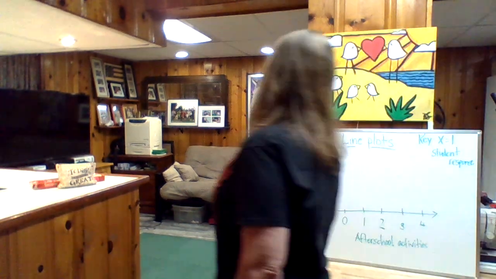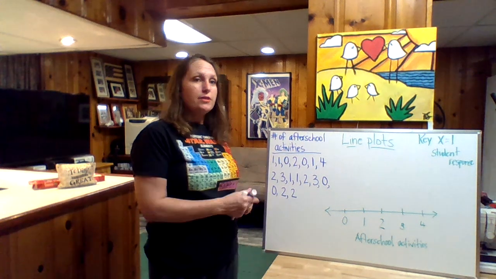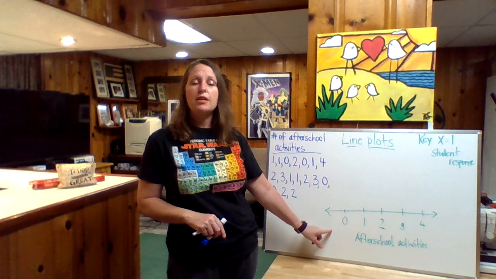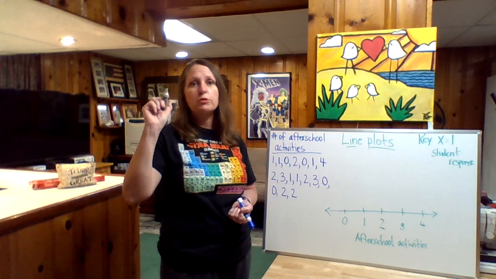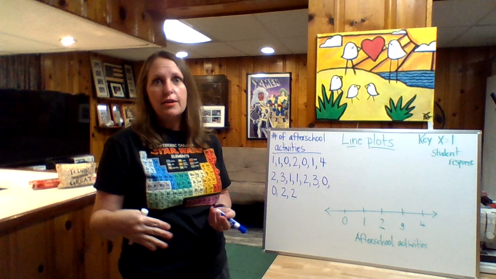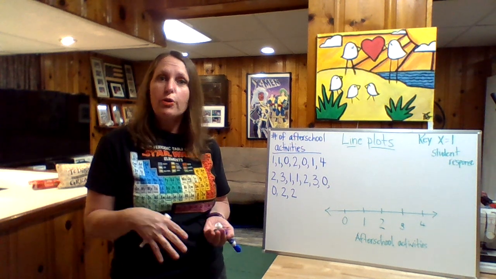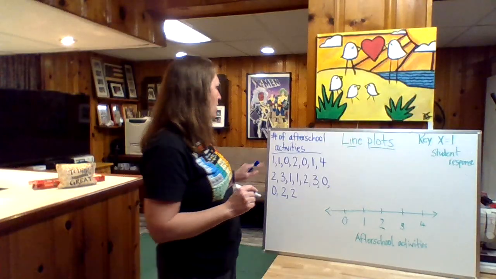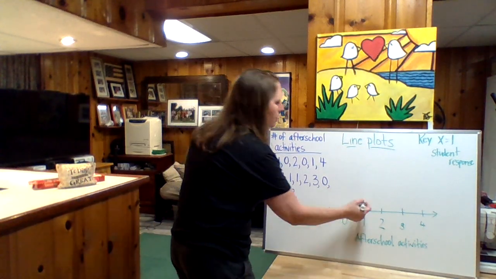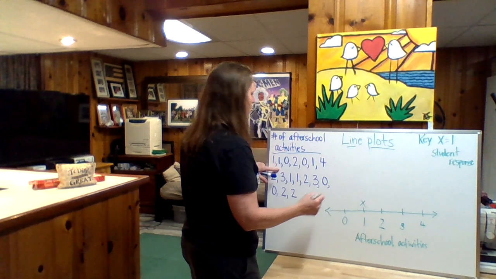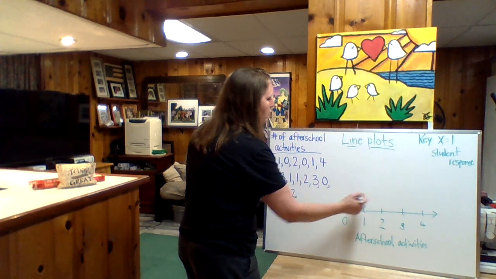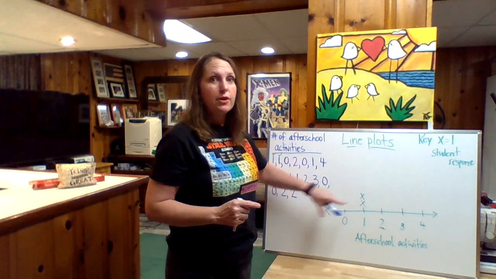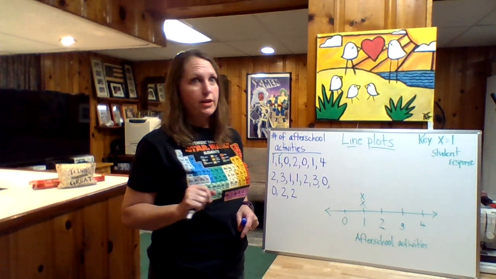Okay. So now when I'm transferring the data, I'm going to put 1 X per response, and you always want to make sure that you are able to check off that list. So again, copy the list down on your notebook paper and then check it off as you use it. So for 1, I have another 1. So remember, this means that I have 2 people now who participate in 1 after-school activity each.